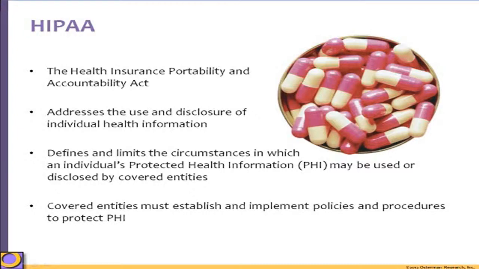And it also states that covered entities, basically insurance companies and anybody else that deals with that information, must establish and implement policies and procedures to protect that PHI. And the penalties for violations are up to $25,000 in some cases, or in some egregious cases, up to $1.5 million, depending upon when the violations occurred. Also, an individual who knowingly obtains or discloses individually identifiable health information can actually face a criminal penalty of up to $50,000 and a year in prison.